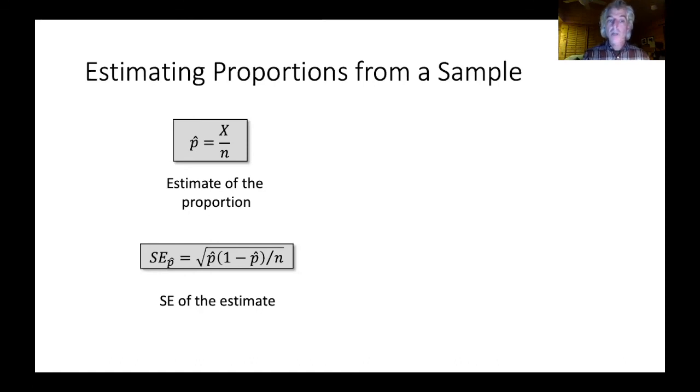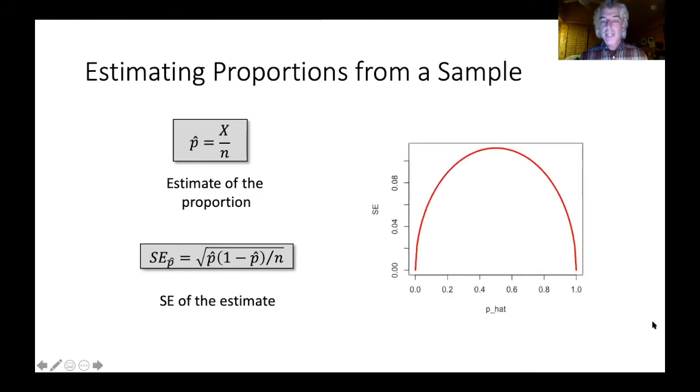The only terms that appear in this calculation for the standard error of our estimate of a proportion is p hat, our estimate from the sample, and n, our sample size. So the standard error of our estimate of a proportion is entirely determined by that proportion itself and the sample size. So what this means then is that our standard error of the estimate depends on what the estimate is when we're talking about proportions.